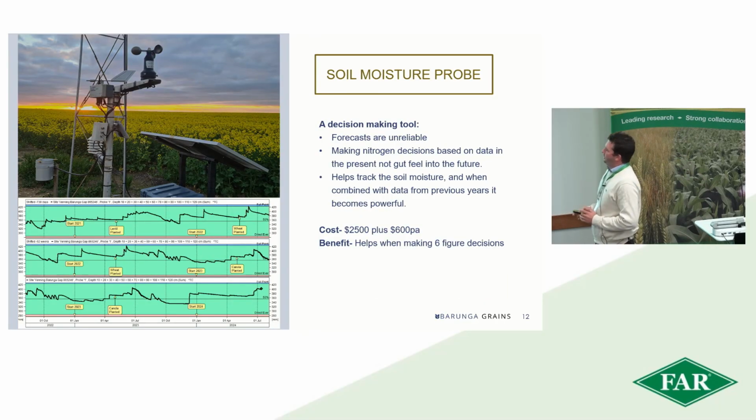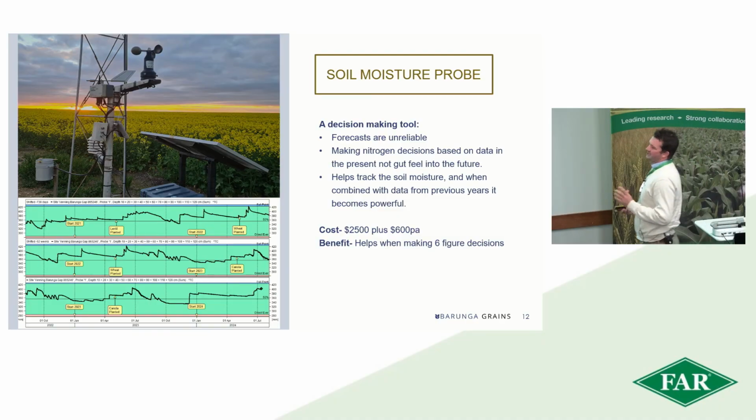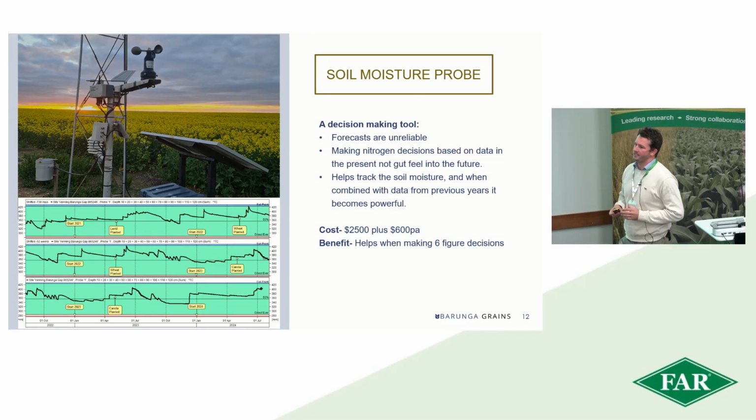Soil moisture probe. I'm not sure how many soil moisture probes are in New Zealand. You might not need to measure it because you've got lots of it, I'm not sure. But yeah, it's a decision-making tool for me. Forecasts are very unreliable in making nitrogen decisions. A nitrogen decision is a hundreds of $1,000s decision. You're spending a lot of money on fertiliser and it's such a hard decision because you don't know what the right decision is. So any money you can spend to help you make that decision, I think is really, really valuable. And I'm trying to make these nitrogen decisions not gut feel anymore, trying to make them science-based.